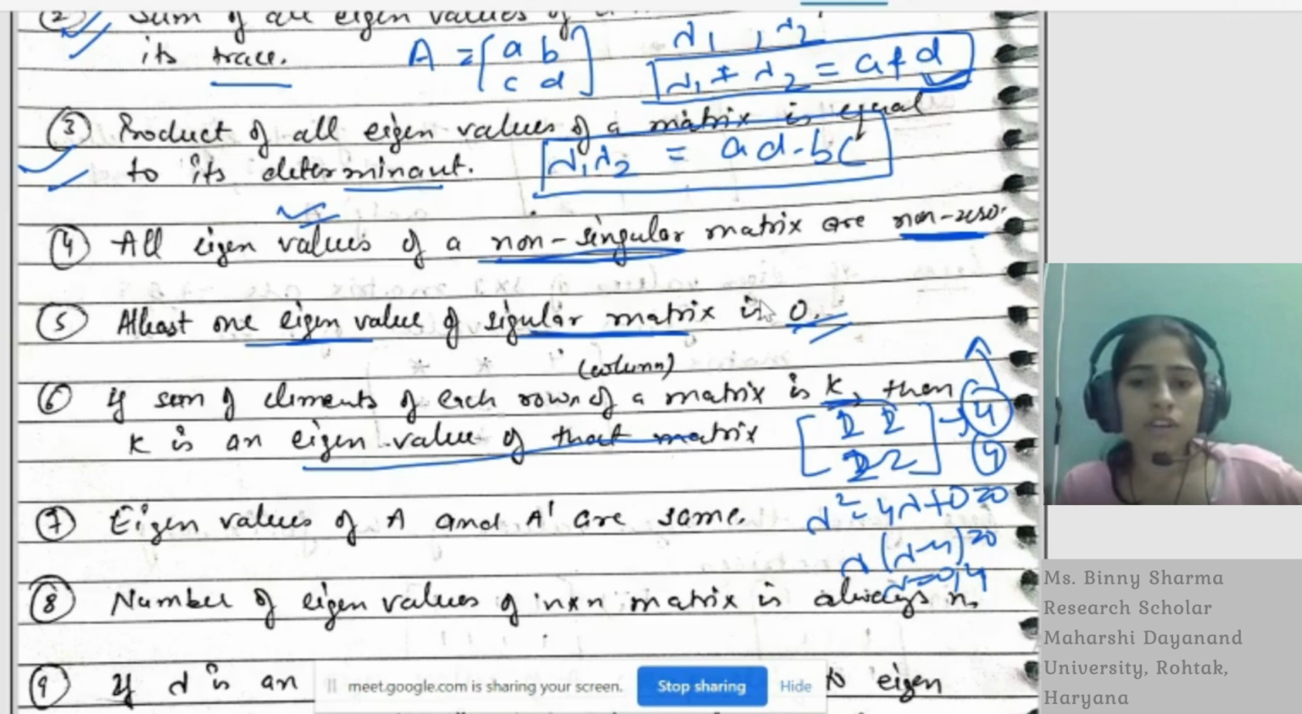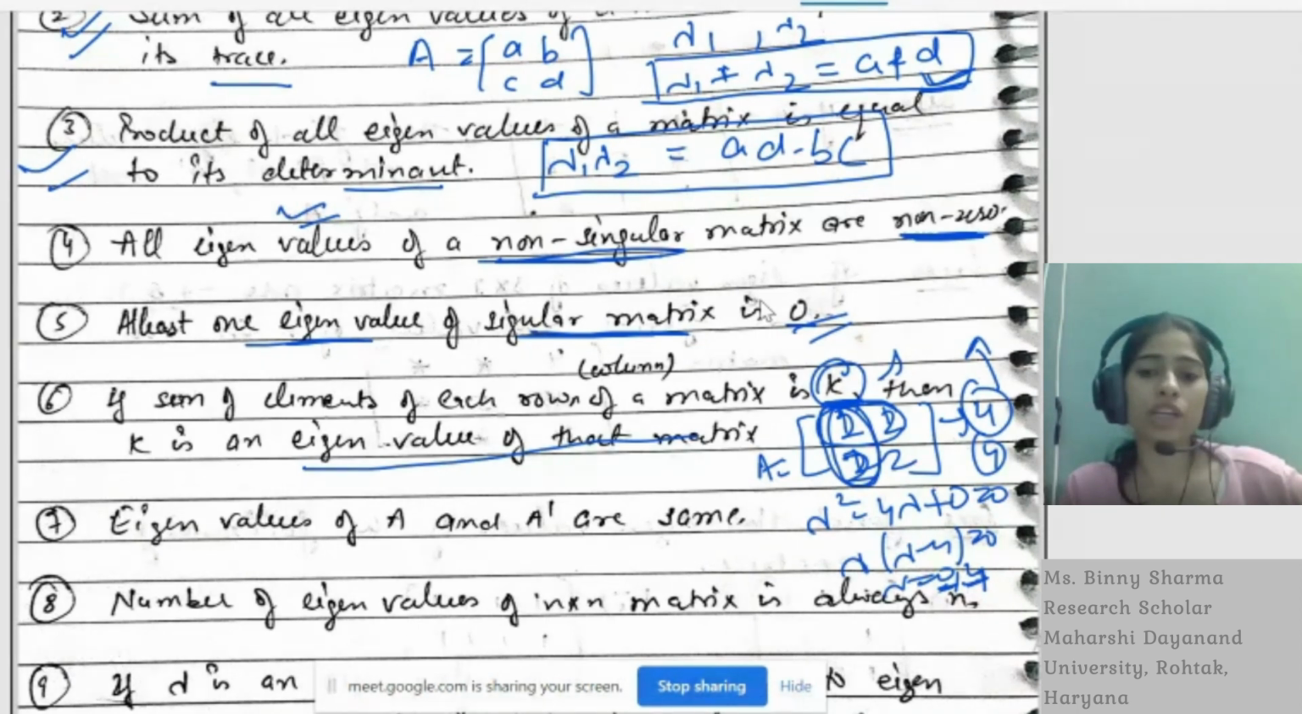If the sum of elements of each row or the sum of elements of each column is k, then k is an eigenvalue of that matrix. In the example, you can see 4 is an eigenvalue of this matrix A. Another eigenvalue is 0 because this matrix is a singular matrix. So for a singular matrix, at least one eigenvalue should be 0. So eigenvalues here are 0 and 4.